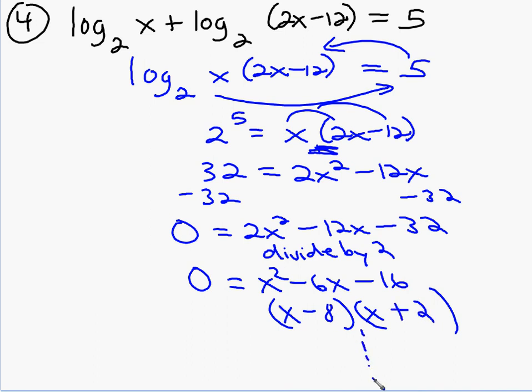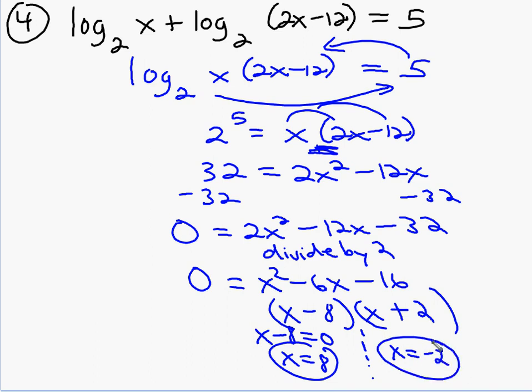And we split it up. X minus 8 equals 0, so x equals 8. And x equals negative 2. But wait, is there one of those that does not work? Which one does not work? The negative 2 does not work because I cannot take the log of a negative number. So it's only x equals 8. And we are going to stop there for today.